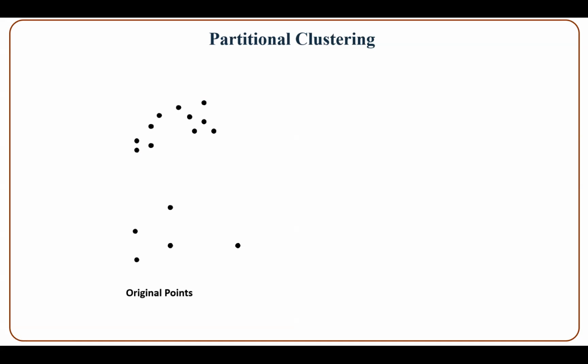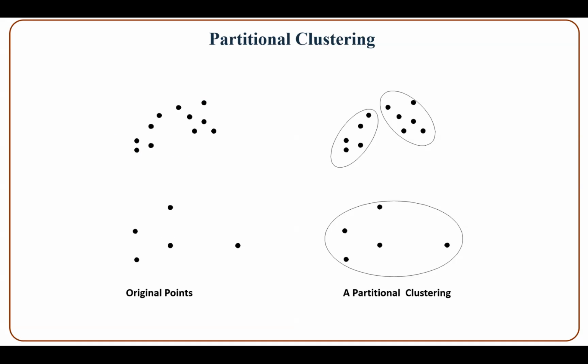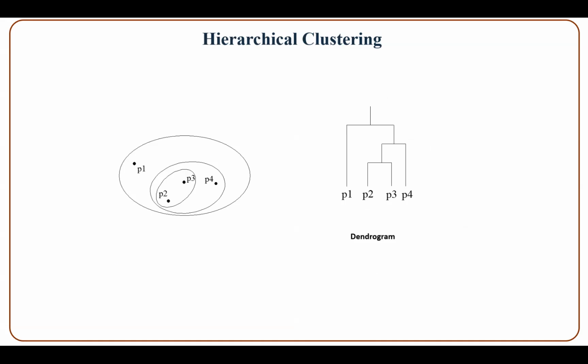This is the illustration for partitional clustering. Each object belongs to exactly one cluster. In hierarchical clustering, an object can belong to more than one cluster.